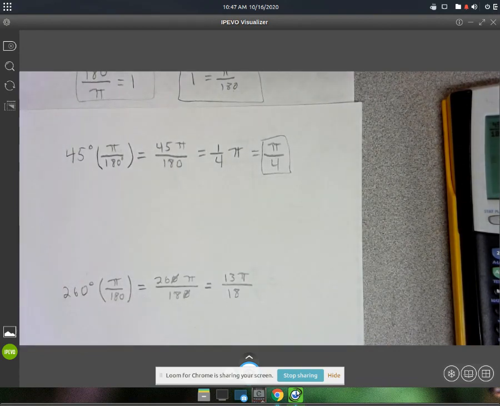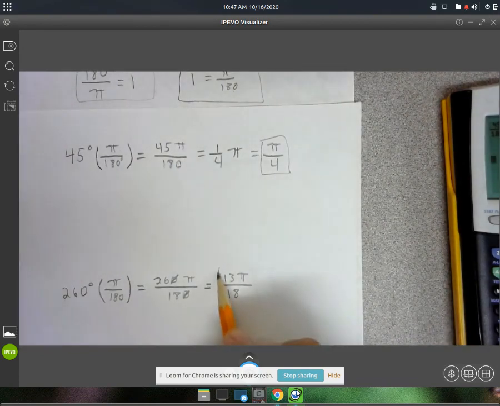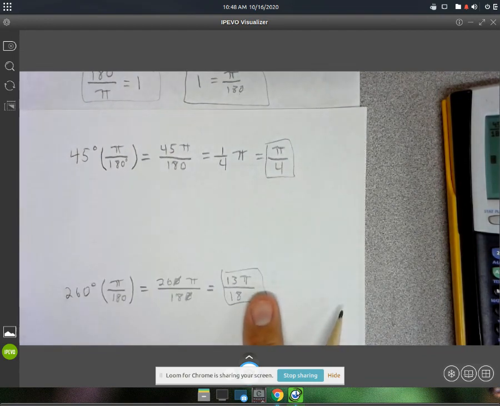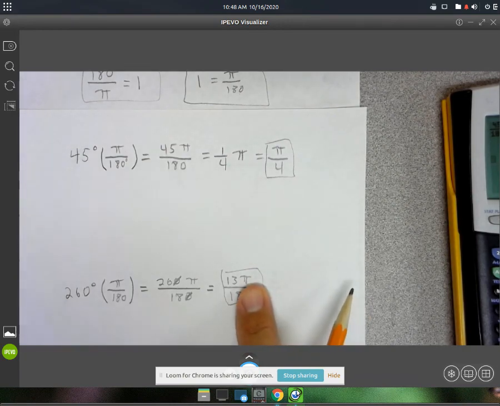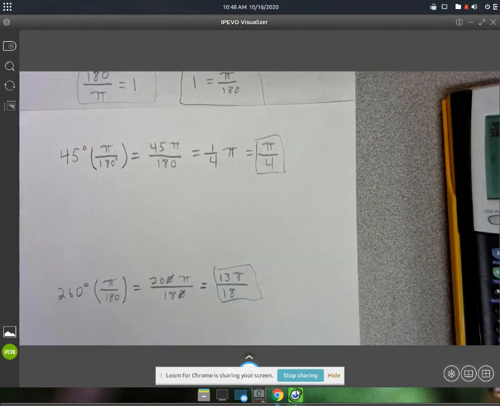All right. Now, this is our answer in terms of pi. Depending on the scenario, they may want you to write your answer without pi. All you would do is just plug in 3.14 for pi. That's all you would do.